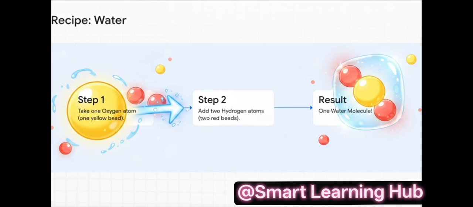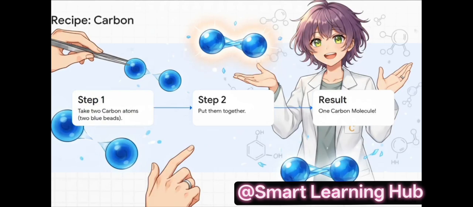All right, next up, let's make a water molecule. For this one, we'll grab 1 oxygen atom, that's 1 yellow bead, and we'll add 2 hydrogen atoms, so 2 of our red beads. Click them together, and there you have it, 1 water molecule. Now, notice what happened here. This is the first time we've actually mixed different types of atoms, different colored beads. Okay, let's do another one. How about a carbon molecule? Easy. We take 2 carbon atoms, or blue beads, stick them together, and there it is, 1 carbon molecule.